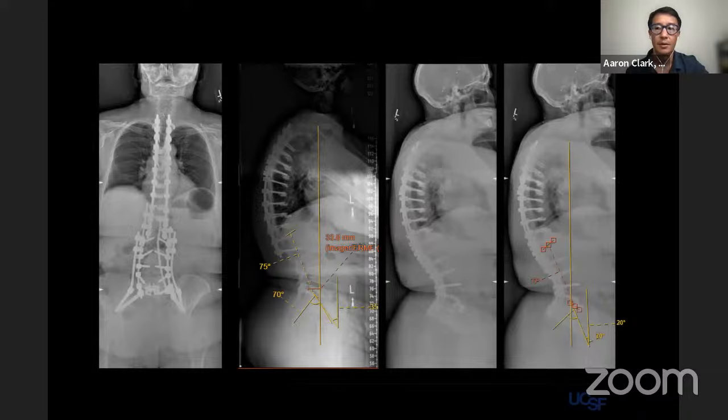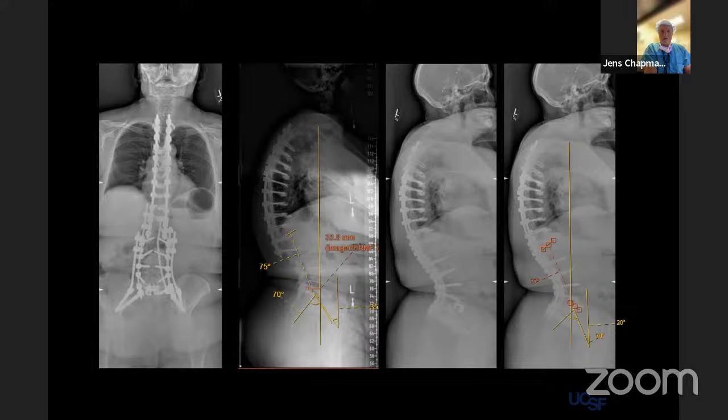Excellent, Aaron. The gift that keeps on giving. And I'd love to hear from panelists or other guests here. Would people have considered going to the pelvis in a patient of this age up front, or perhaps slightly less correction or different lower instrumented vertebra?